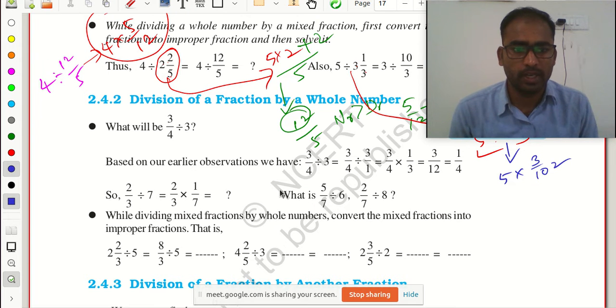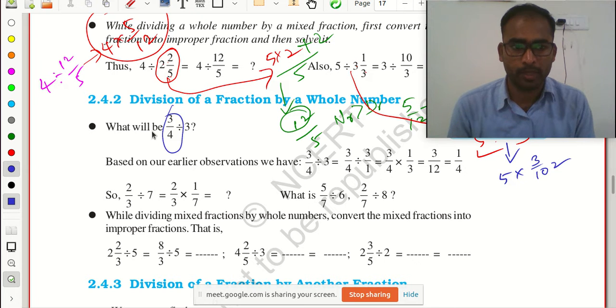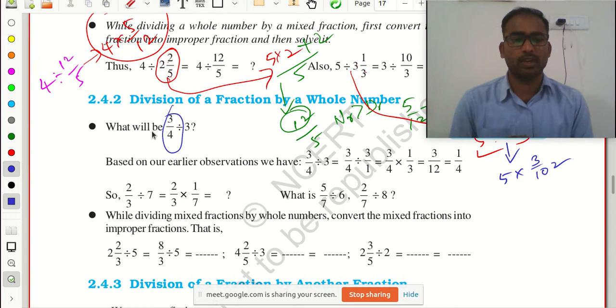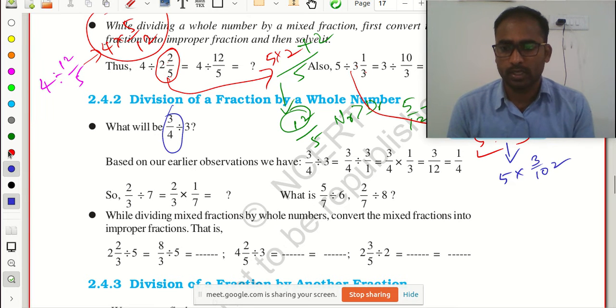Next, we need to divide a fraction by a whole number. Suppose here I have a fraction 3 by 4 and I am going to divide it by 3. 3 is my whole number. So now I am dividing my fraction by the whole number. So what answer will I get? That I am checking here.